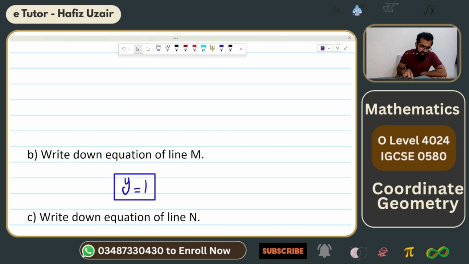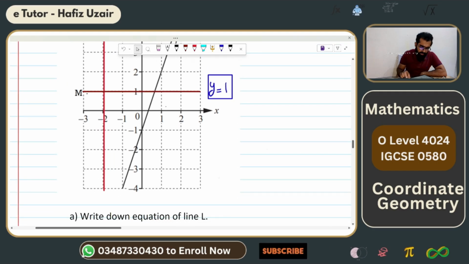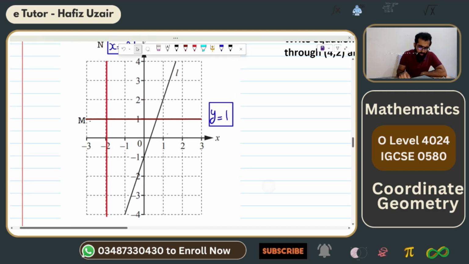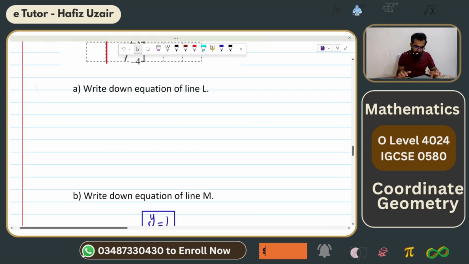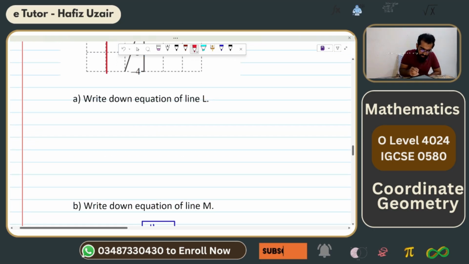Now, line L is a sloping line. So we will use point slope form or the equation y = mx + c, because you can easily see that the y-intercept is -1 in this question. So you will use y = mx + c. Let me write it over here. We will be using this form: y = mx + c.